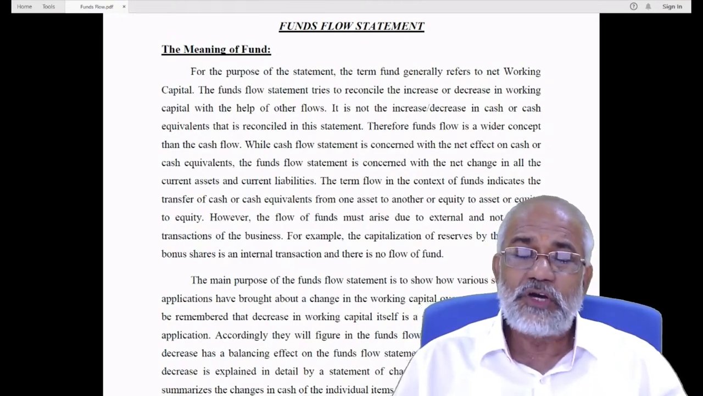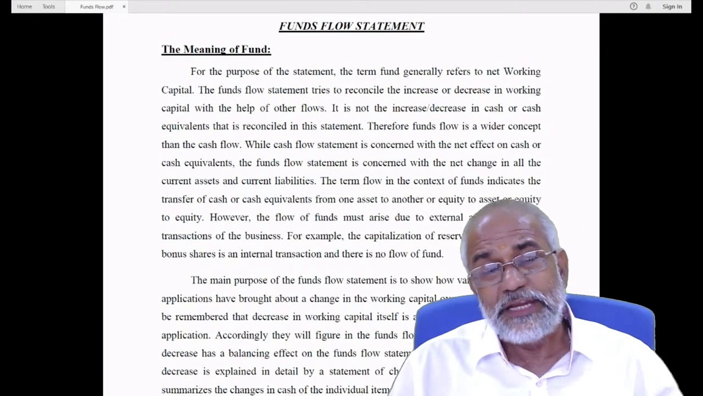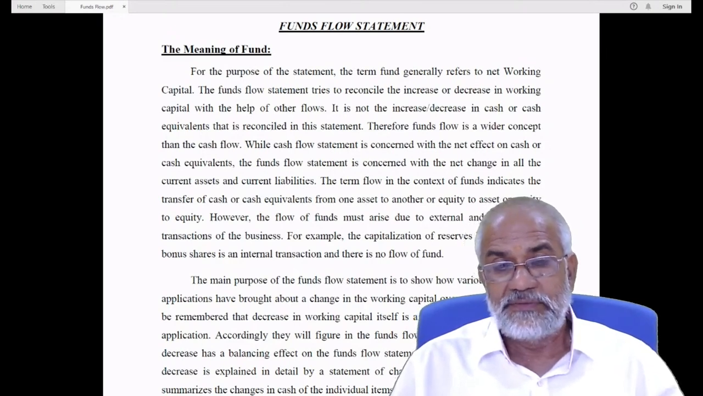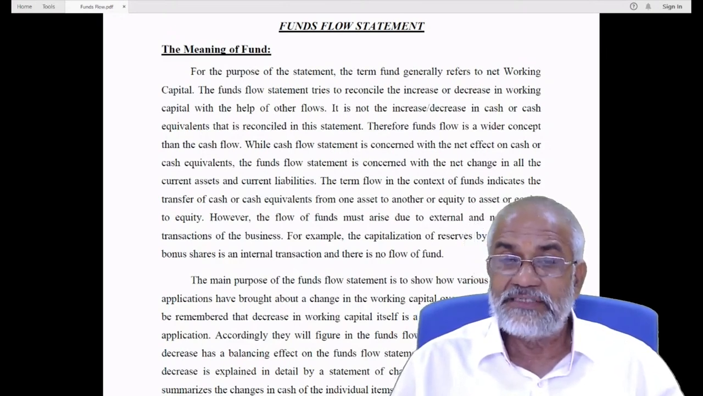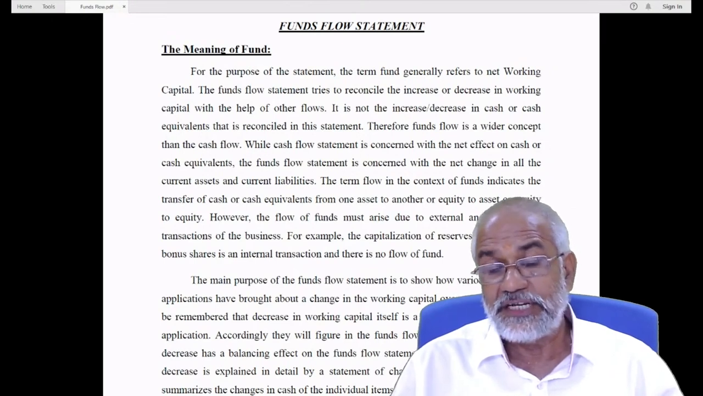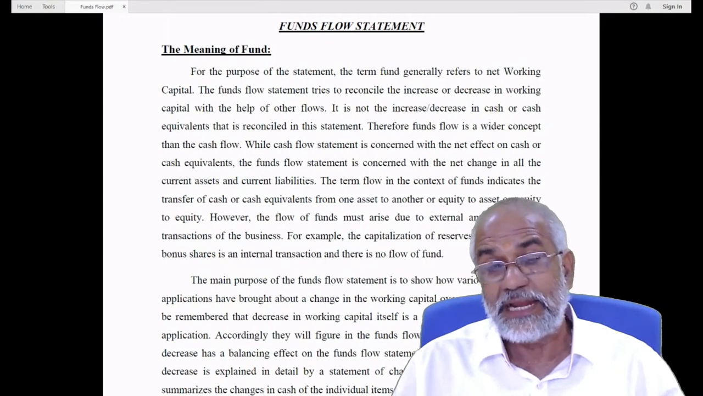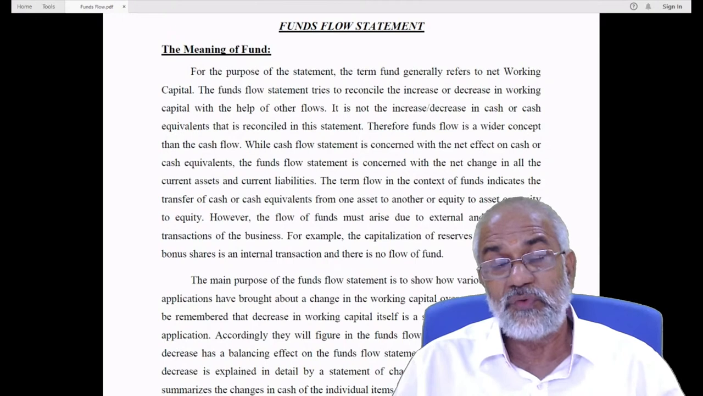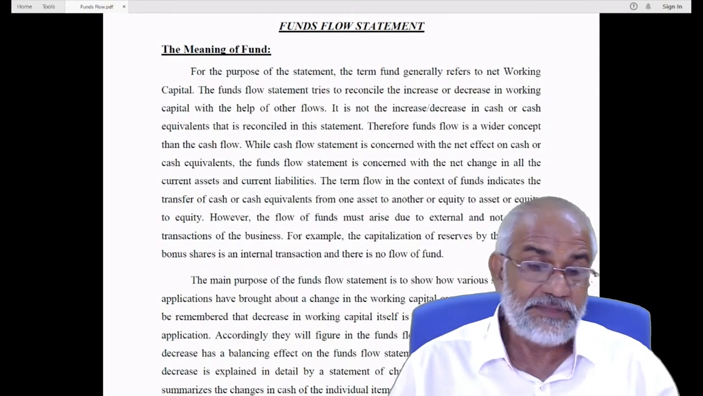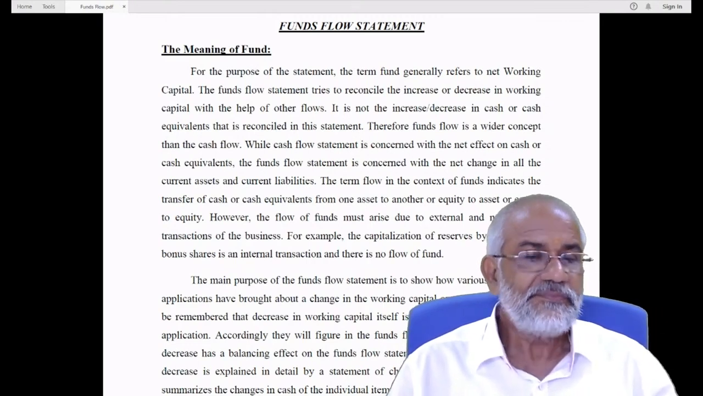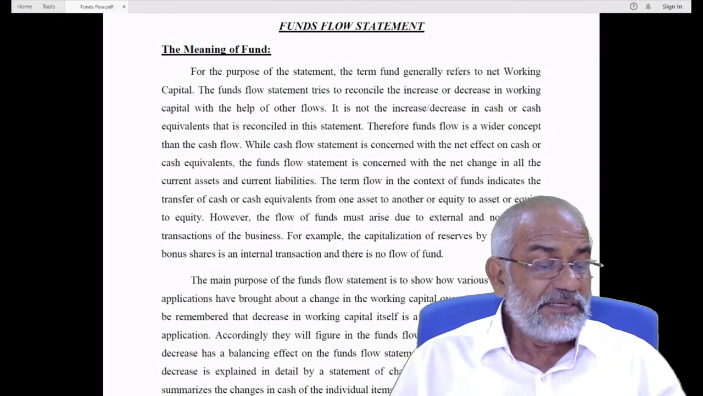When both belong to the current category or when both belong to the non-current category, it will not affect the fund position. It will not result in a flow of funds. But when one aspect belongs to the current category and the other aspect belongs to the non-current category, then only there would be a flow of funds, either positive or negative. That has to be thoroughly remembered. So this is about flow of funds.